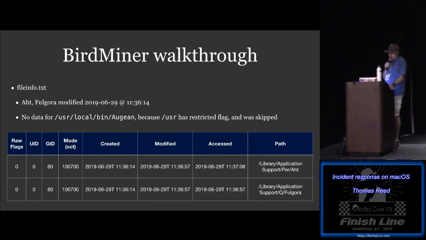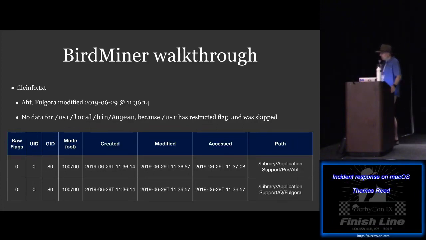And then you can look into the file info and see when all these files were created. And we can see that the AHT and Fulgora files were created at 11:36 a.m. We don't have any data on when that Augean file was created, unfortunately.